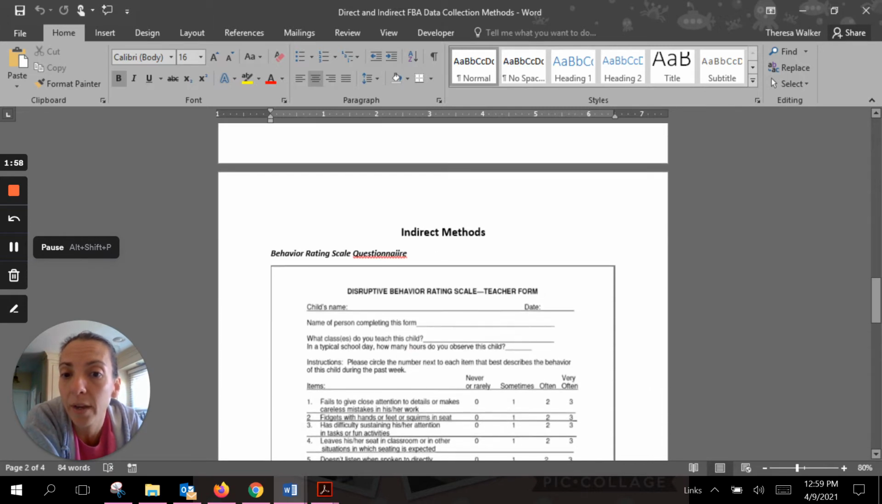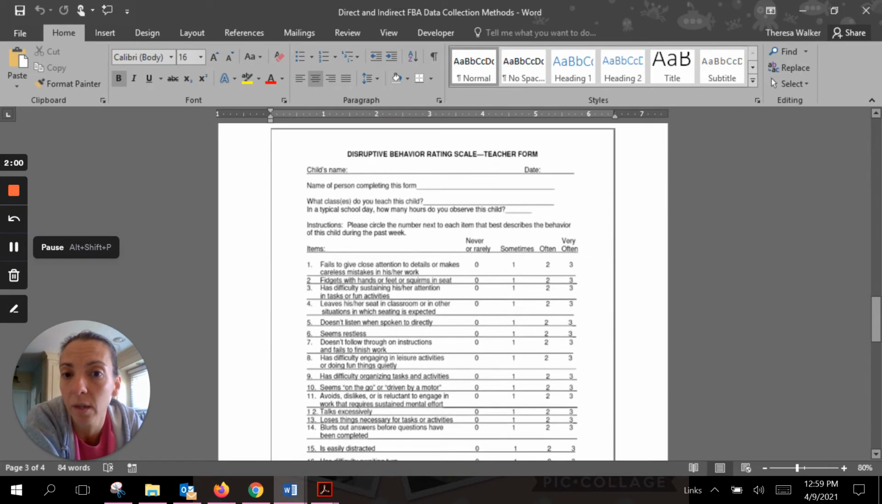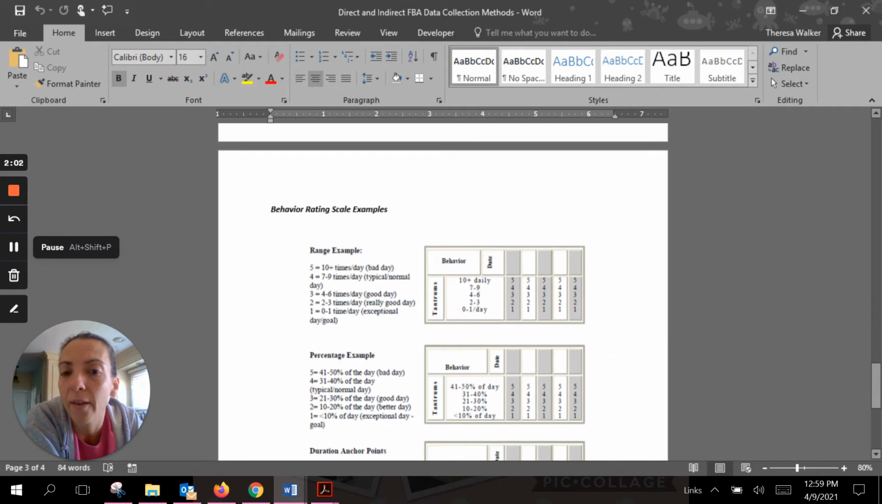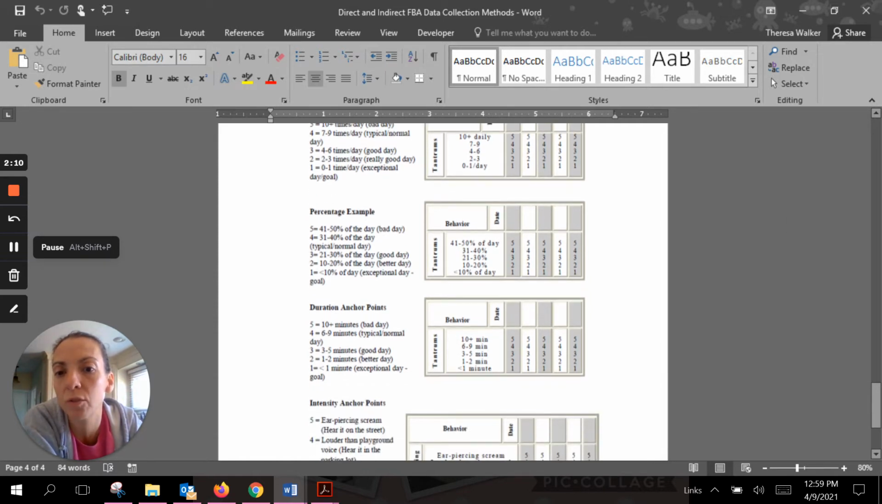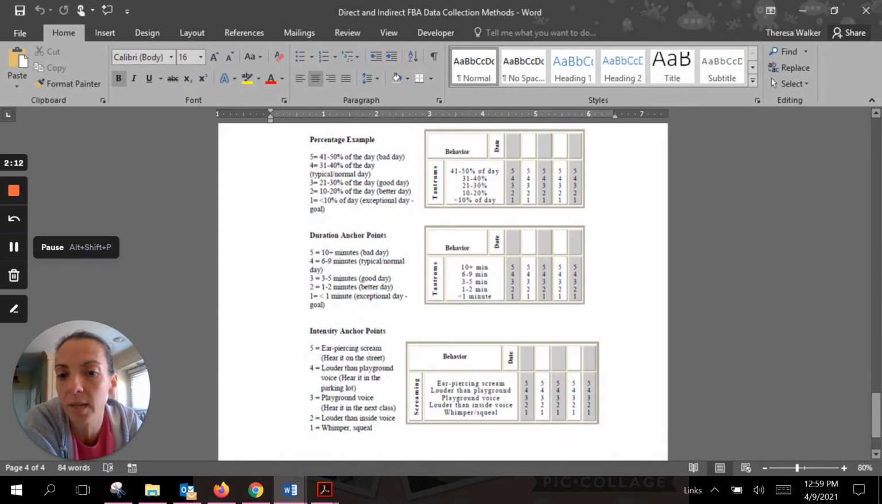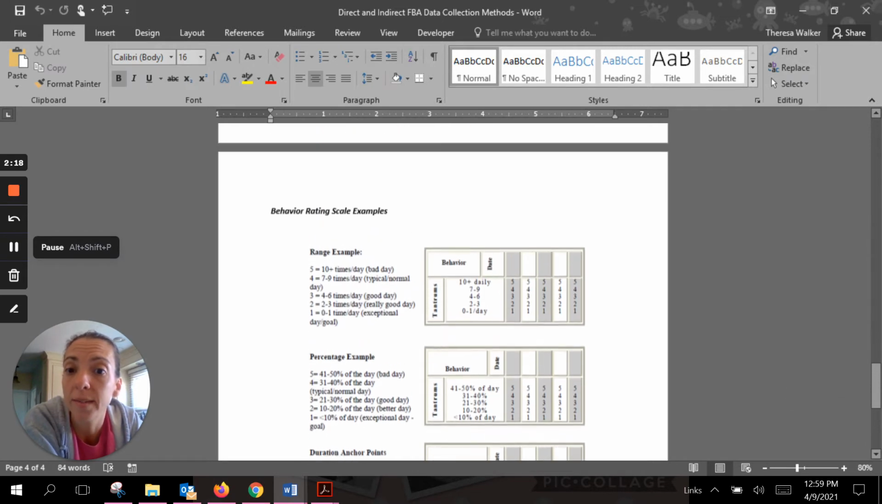The indirect method, you have a questionnaire for a rating scale. And then here's some examples of a rating scale. This example targets the same behavior, a tantrum, but it talks about range, percentage, duration, intensity. You don't have to do all of those, you just have to choose one if this is the type of indirect method you're going to choose.